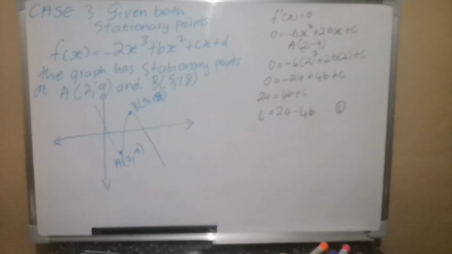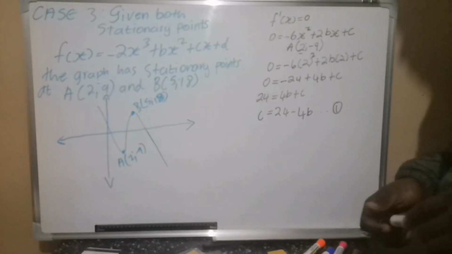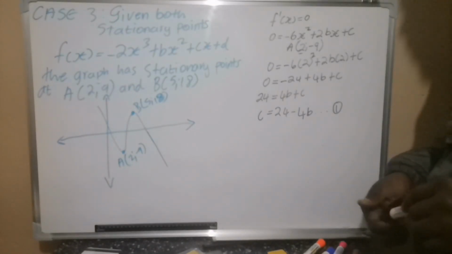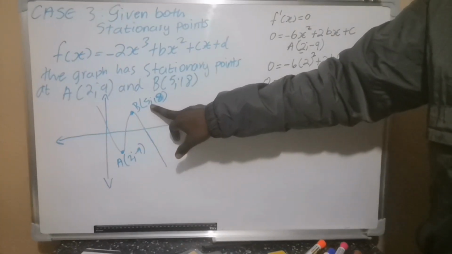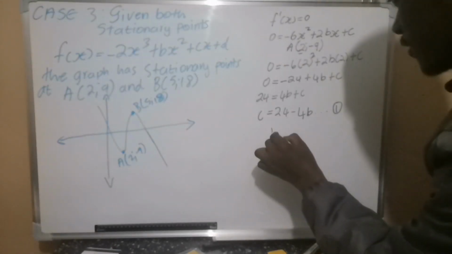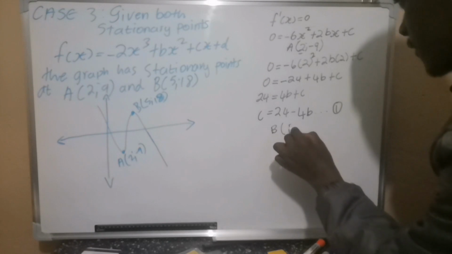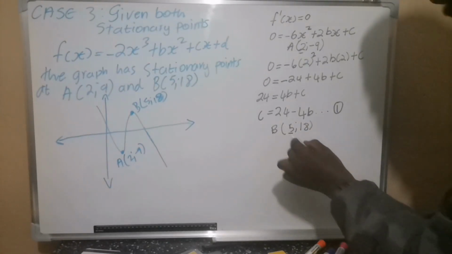Then how will I find equation number 2? Equation number 2, I will literally put in again the x coordinate of B. Where I see x, I put in 5. So I go to B. For B, I say it's 5 and 18 here. So where I see x, I put in 5 there.